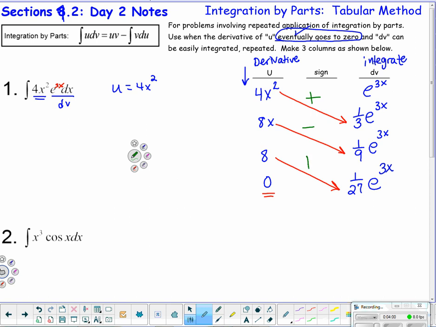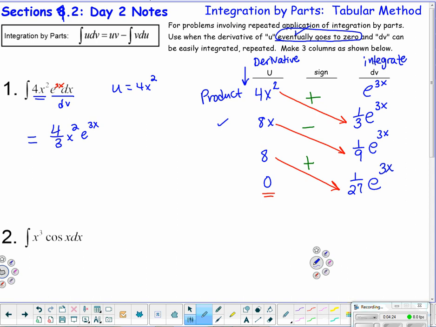Now we've got our diagonals drawn, and you start with a plus sign, and the next one's a minus sign, and then it's plus. They just alternate as many as you need. And now the answer, yes, we come to the answer this quickly. The answer becomes the product along each diagonal, and the sign leads it off. So I have a positive 4/3 x squared e to the 3x.